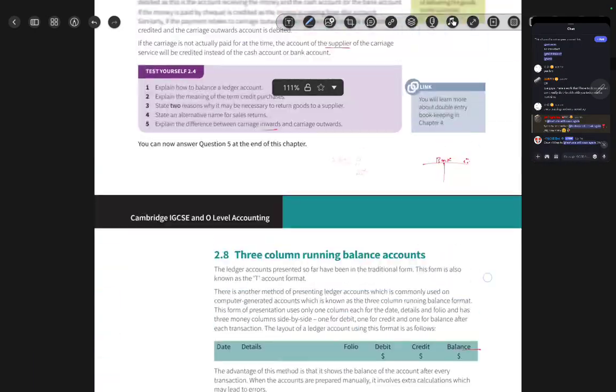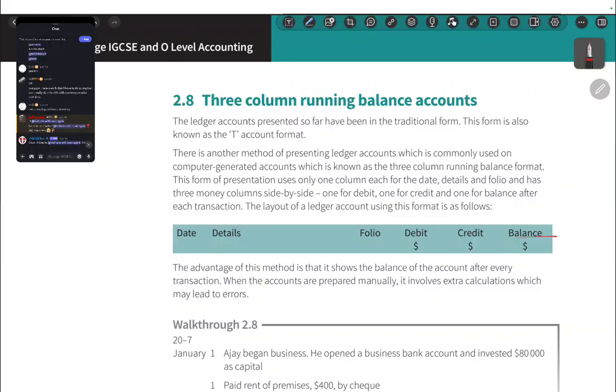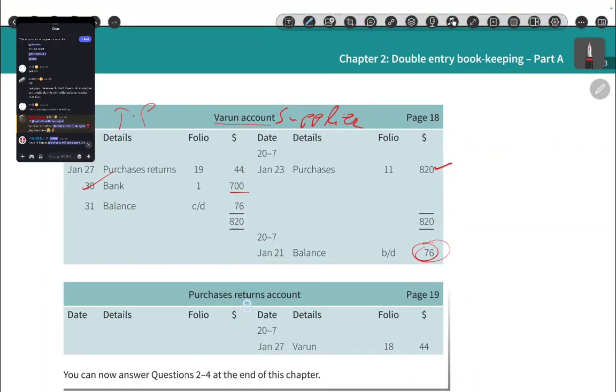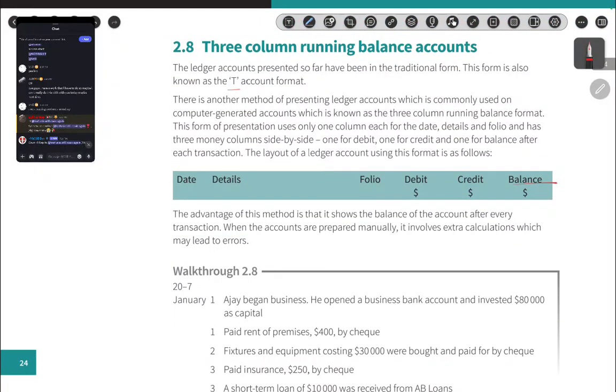So the point of this method, one second, let's just read it. The ledger account so far has been in the traditional form, which is the T account format, which is like this thing, it's a T. There is another method which is commonly used in computer generated accounts. So if you go to a shop and say, I want to see your accounting records, you're going to see something like this, and you won't see your traditional T accounts. You're just going to see this running balance format.